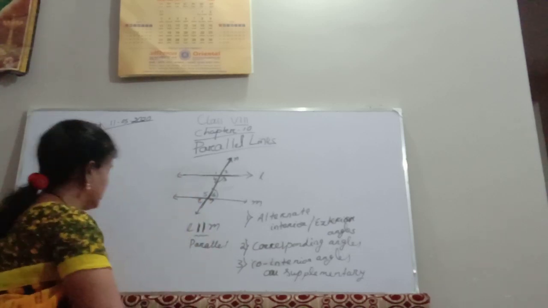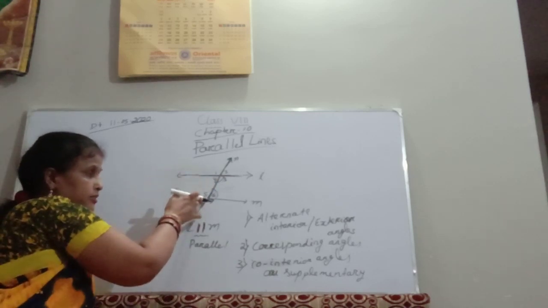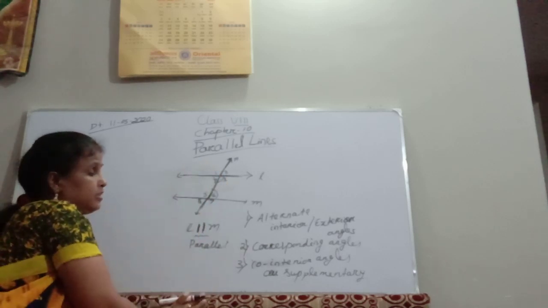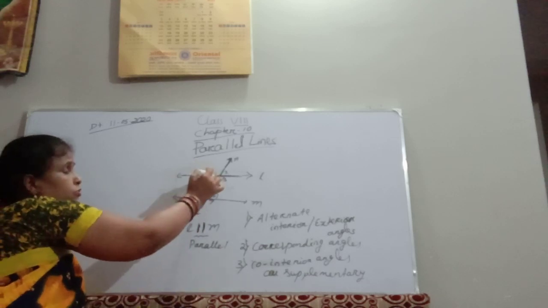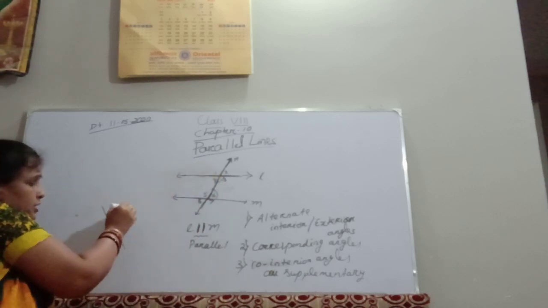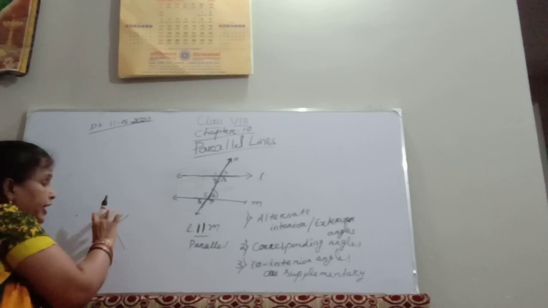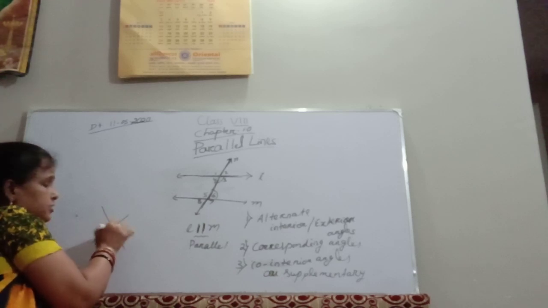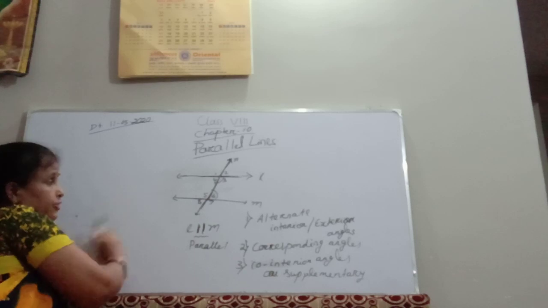So here you can see what the alternate interior angles are, what the alternate exterior angles are, what the corresponding angles are, and which are the co-interior angles. First of all, as you know, two lines intersect each other. As you know, these two angles must be equal. How? They are vertically opposite angles. Similarly, these two angles are also equal. This is previous knowledge from the previous class.